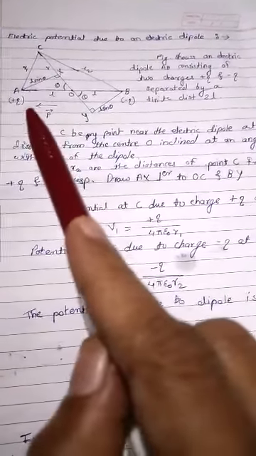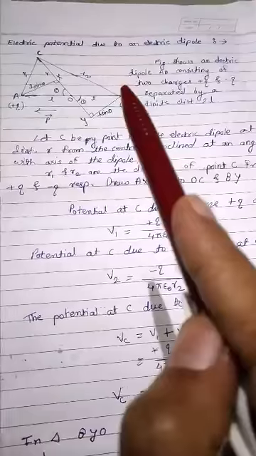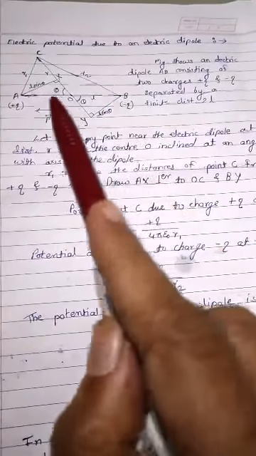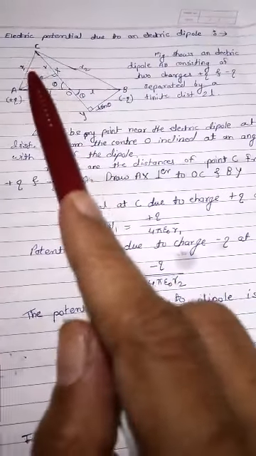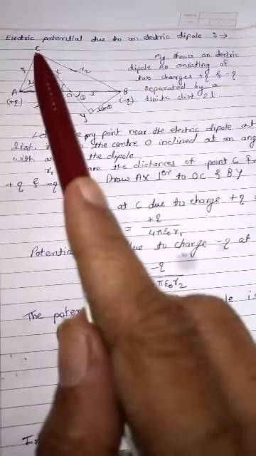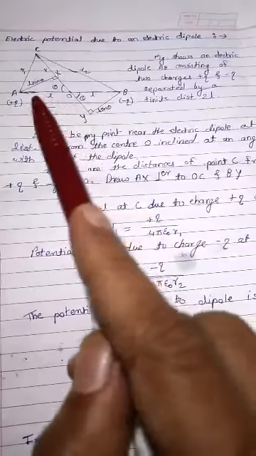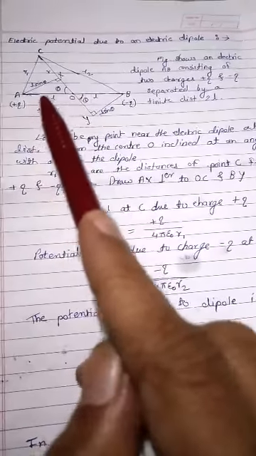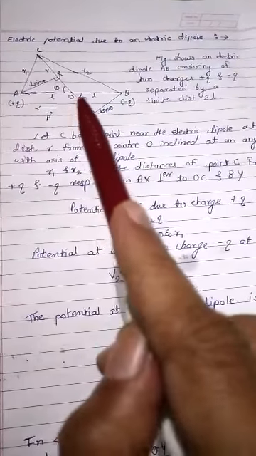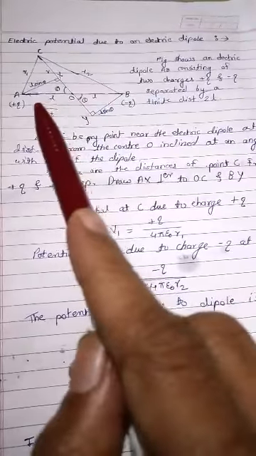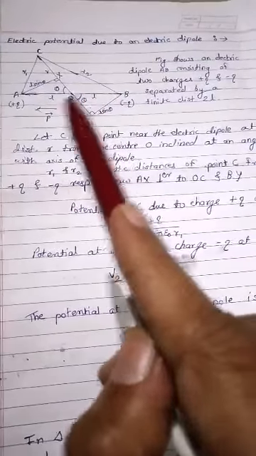So this plus q is situated at point A and minus q is situated at point B, so it's creating this dipole. Now we find the electric potential at point C. This dipole is divided into equal parts, so the length of the dipole is 2L, divided into AO and OB. The length of AO is L and the length of OB is L.